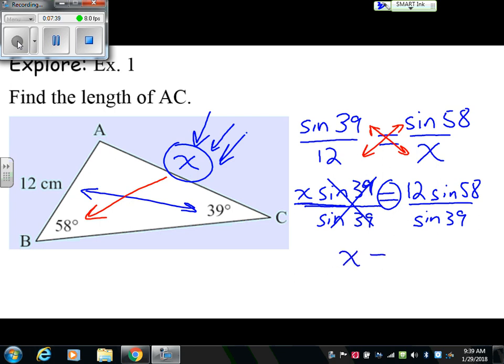And now all I need to do is plug into my calculator all of this stuff here on the right. Now, there is a group here, so when I put it in the calculator, I'm going to put some parentheses around the numerator. So in parentheses, 12 times sine of 58. And then I'm going to make sure to close my parentheses for the 58 that opens up in the calculator. And then I will divide that by sine of 39, once again closing those parentheses. For an answer on my calculator anyway, I get 16.17.